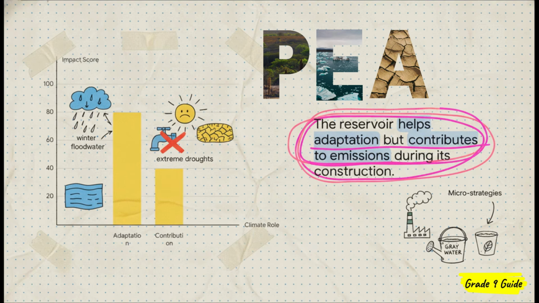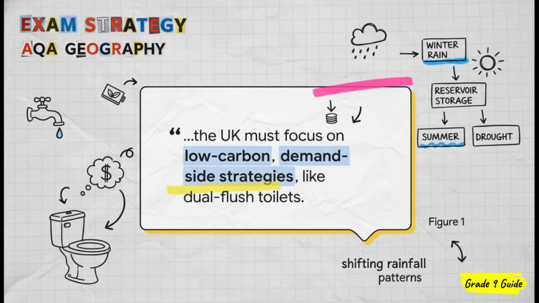Your analysis is that it helps us manage the extreme weather we're already seeing. But here's the killer counterpoint. While it helps us adapt, the massive construction effort with all that concrete releases huge amounts of carbon emissions, which actively contributes to global warming. So you see the irony, right? The reservoir is an adaptation strategy, but a top-level answer will point out that its own construction actually contributes to the problem it's trying to solve.